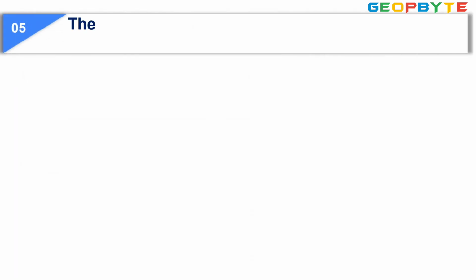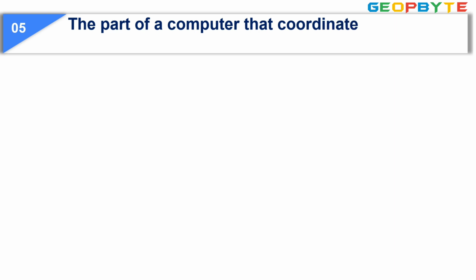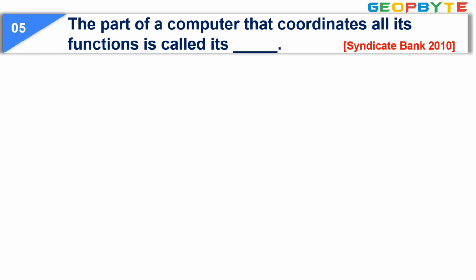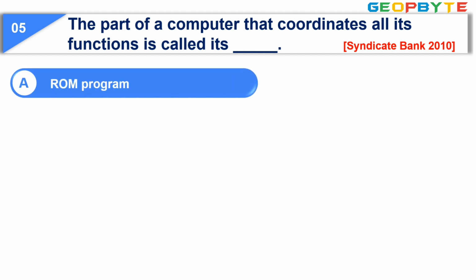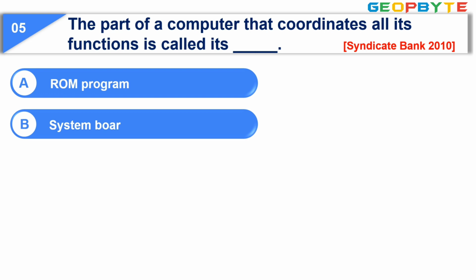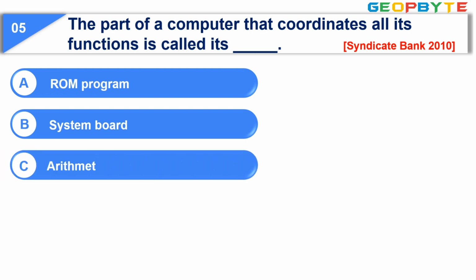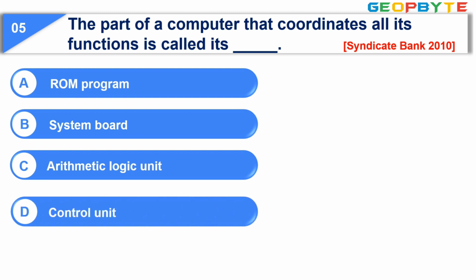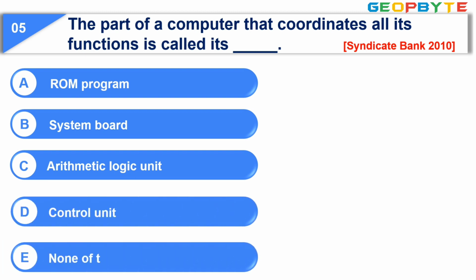Moving to question number 5. The part of the computer that coordinates all its functions is called its dash. Option A ROM program, option B system board, option C arithmetic logic unit, option D control unit, option E none of these. Here option A is ROM program. ROM program stores the information. So it is a wrong answer.